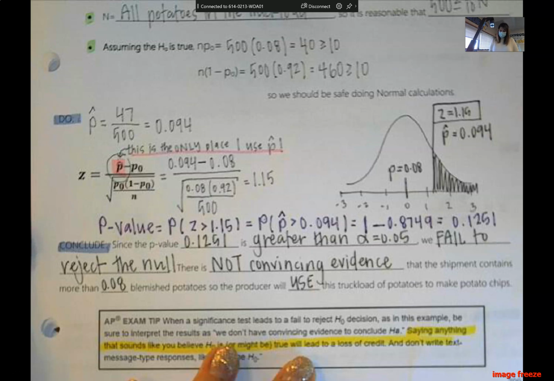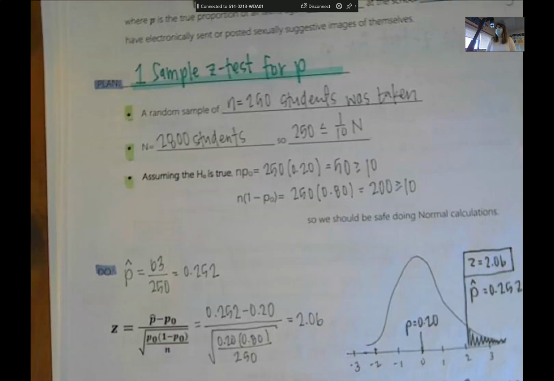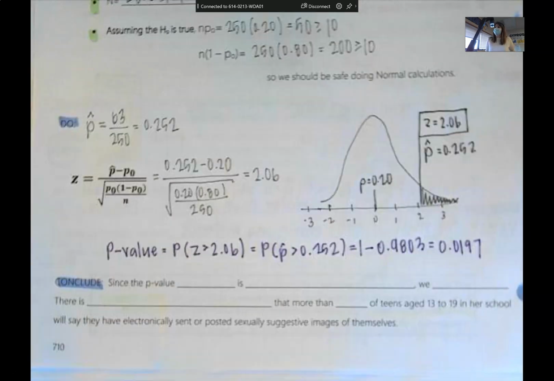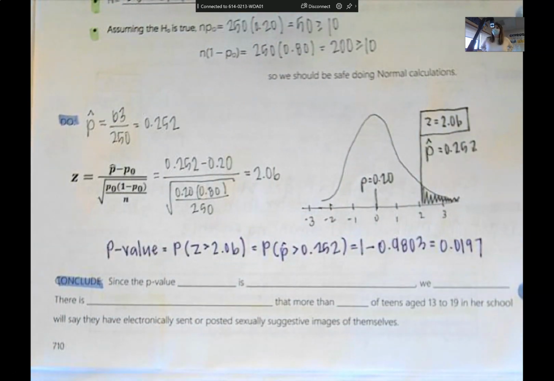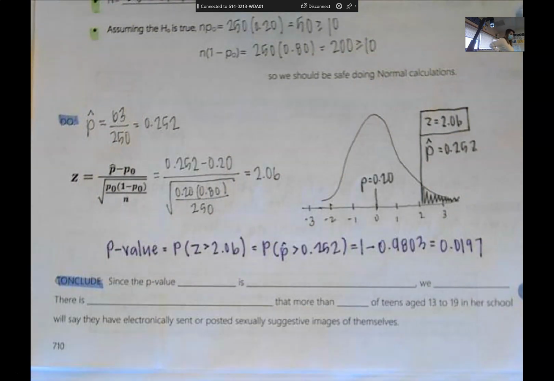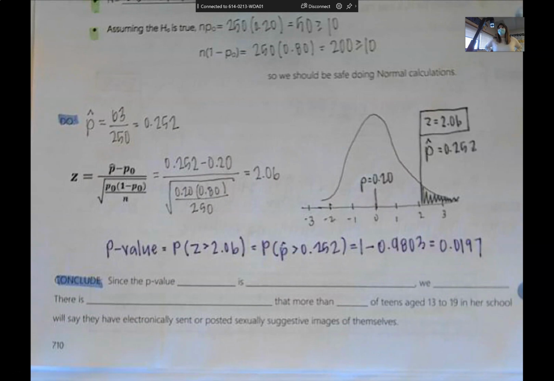Okay, so I got a p-value of 0.0197. So your sample value is 0.252. Your matching Z should be 2.06, which leaves you with that p-value. How'd you guys do? Did you get it?